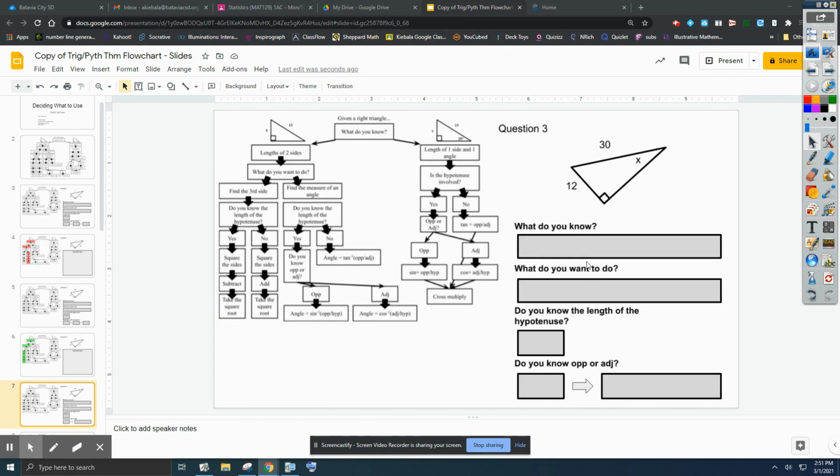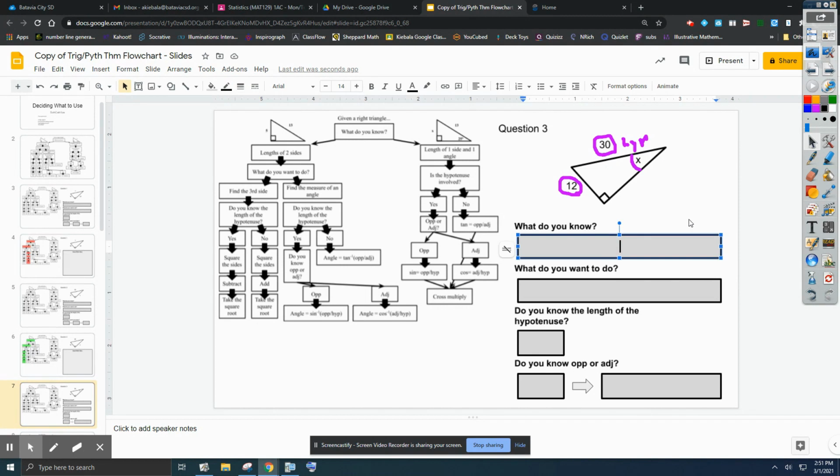This is question 3 on slide 7. What do we know? Well, we have this side, which is the hypotenuse. All right, we've got this 12, which is a side, and because this x is in this angle, then we have 2 sides and an angle, and it's the angle that we want to find. So what do we know? We know the length of 2 sides. Now, what do we want to do? Because the x is in that angle, we want to find that angle.